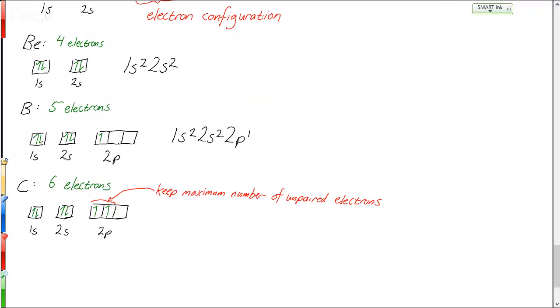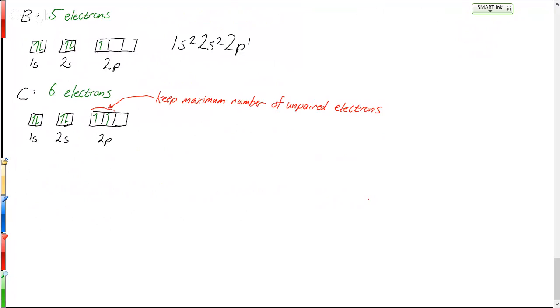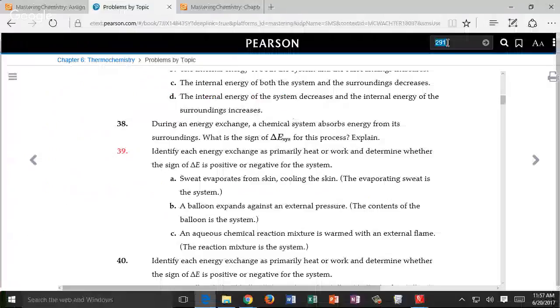We always want to keep the maximum number of unpaired electrons that we can within the same energy. One drawback of doing it like this with these little boxes is we don't get a sense of where the energies are. So let's grab a graph from the book so we can see that. If you're looking at the book, this is page 343.